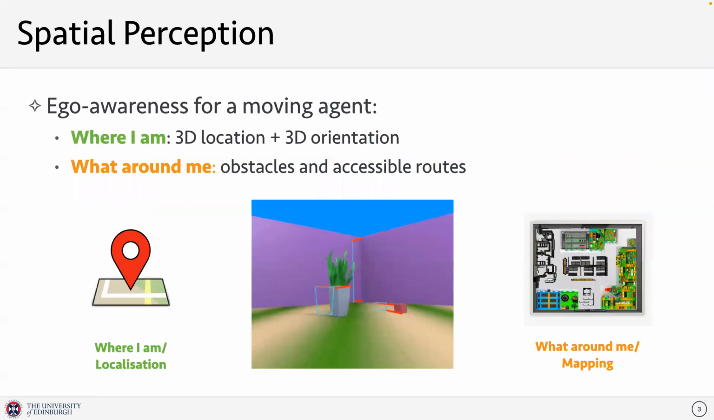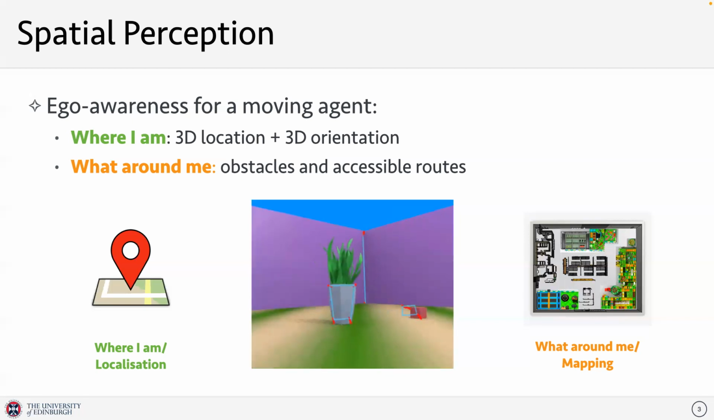So what is spatial perception? Well, spatial perception in a broad sense is a type of ego awareness when an agent is moving in the environment and would like to know where it is and what obstacles are around it, purely based on the sensory data. In the language of robotics or computer vision, these two problems are also called pose estimation and mapping. Both of them are quite essential to human beings if you really think about it.